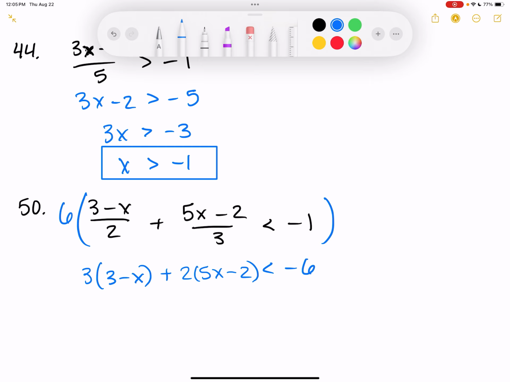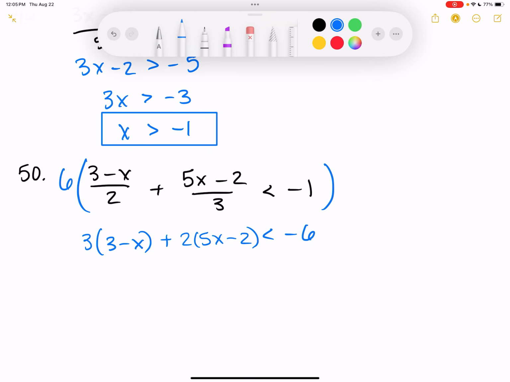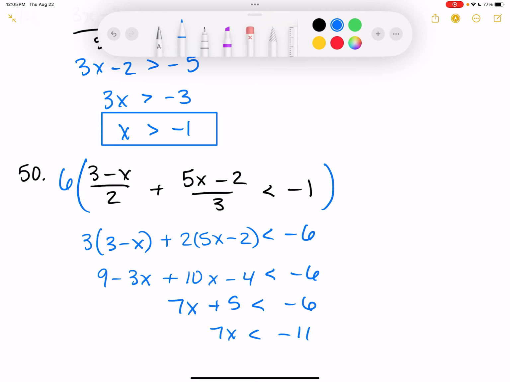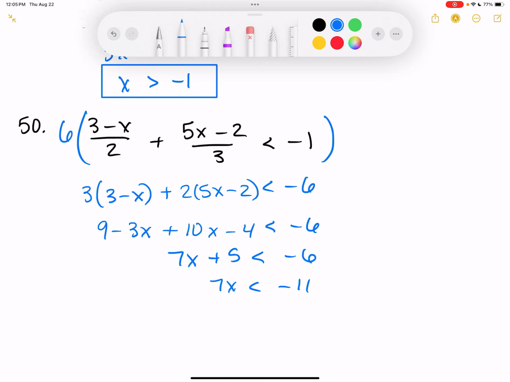Okay, so I'm going to distribute now. That's going to give me 9 minus 3x plus 10x minus 4 is less than negative 6. Combine like terms, so that's going to give me 7x plus 5 is less than negative 6. Then I'm going to subtract 5, so 7x is less than negative 11. Divide by 7. x is less than negative 11 over 7, and that is the answer.